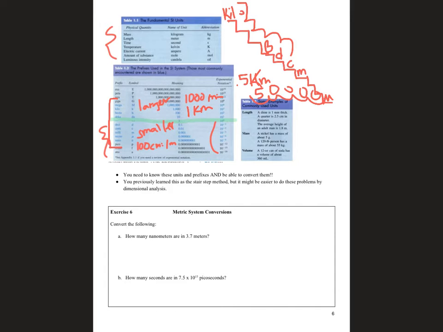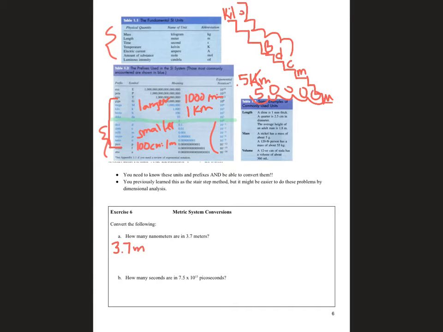But I'm going to move on and show you how I make these conversions. I don't use the stair step because I don't want to draw it out every time. I just think of this as a dimensional analysis thing. So when I look at these conversions down here, it says how many nanometers are in 3.7 meters. Again, I'm thinking of this as dimensional analysis, and the better you get at this, the easier it becomes.